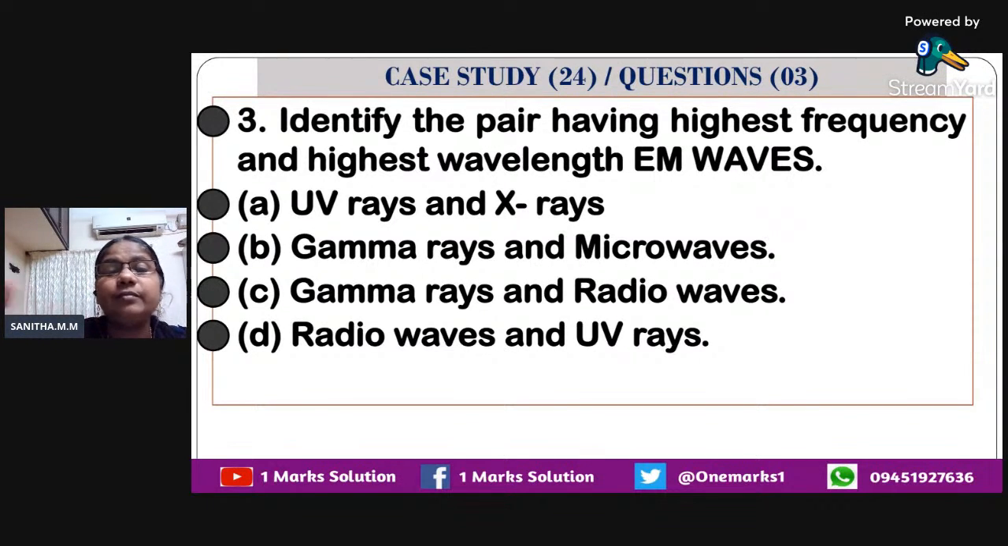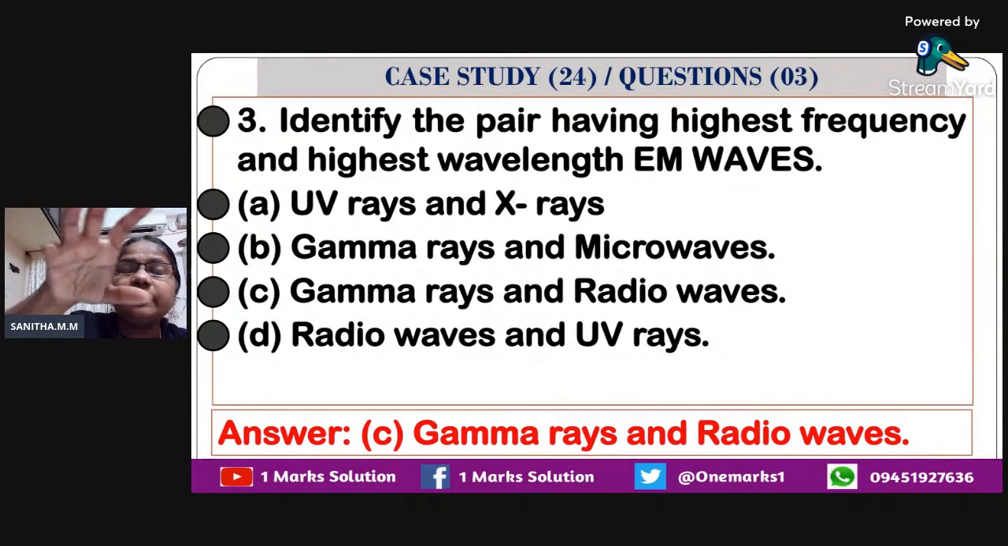Two answers we have to get. First one is the highest frequency. Then the highest wavelength. Both should be there, isn't it? So what is the highest frequency? Just the opposite it will be there, isn't it? So the highest frequency we can say gamma rays, and the highest wavelength we can say radio waves.